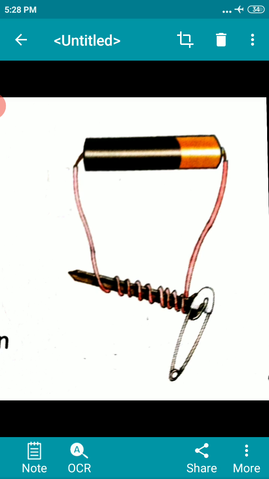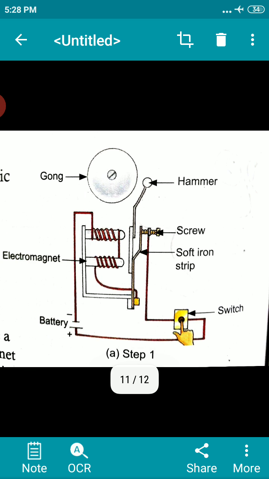So these coils are called electromagnet. Now this electromagnet is used in the device like electric bell. You know that electric bell. What is the principle? The principle is it works on the principle of magnetic effect of the current.